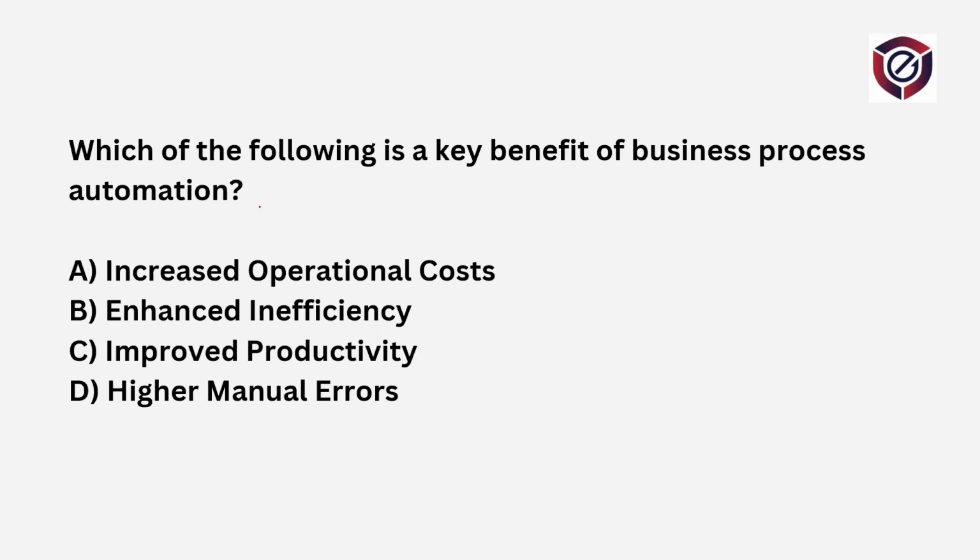To get the answer for such questions, given the four options, try to find a positive one. Whatever option looks positive will mostly be the correct option. Here, increased operational cost is a kind of negative thing. It is not a benefit. Enhanced inefficiency, again, is not a benefit. Improved productivity, yes, we want to improve productivity through BPA. So option C is the correct answer. Higher manual errors, that we don't want. So the correct option is option C.